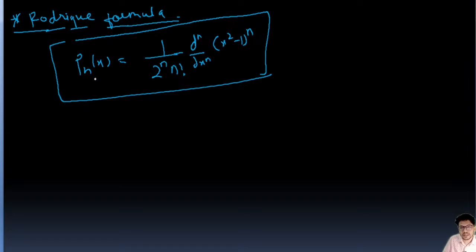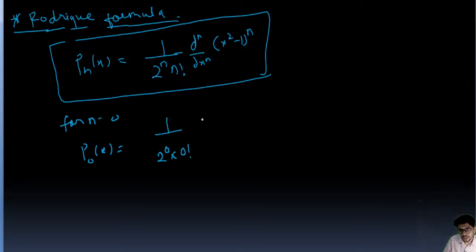So P_n(x) is 1 upon 2^n n factorial, d^n upon dx^n of (x^2 minus 1)^n. From here we can find the value of P0. For n equal to 0, P0(x) is going to be 1 upon 2 to the power 0 into 0 factorial, d^0 upon dx^0 of (x^2 minus 1) to the power 0, and this value is going to be 1. So P0(x) is 1.